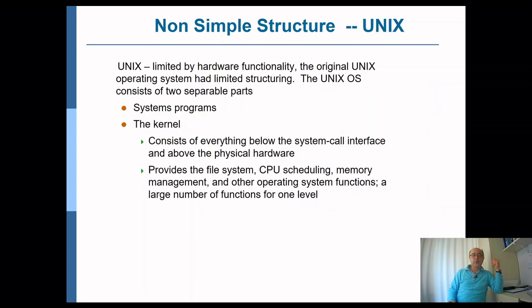Unix has a more complex structure. As we discussed, we have the system programs and the kernel. The kernel consists of everything below the system call interface, so everything implemented by the system calls and anything above the physical hardware. It provides utilities like file system, CPU scheduling, memory management, and other operating system functions, which are provided by the kernel.